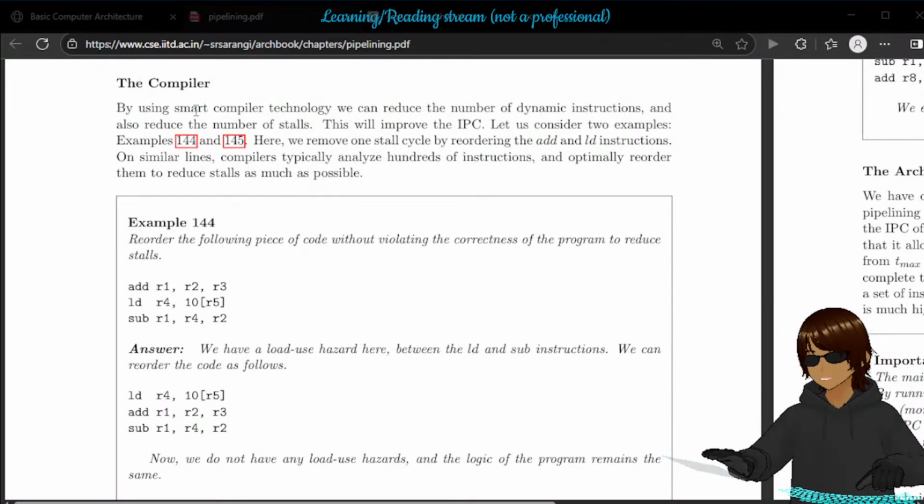By using smart compiler technology, we can reduce the number of dynamic instructions and also reduce the number of stalls. This will improve the IPC. Let us consider two examples, examples 144 and 145. Here we remove one stall cycle by reordering the add and load instructions. On similar lines, the compilers typically analyze hundreds of instructions and optimally reorder them to reduce stalls as much as possible.